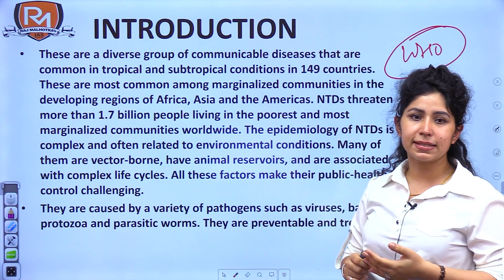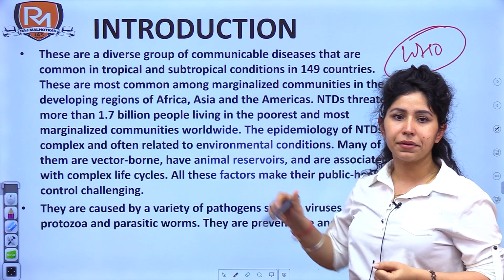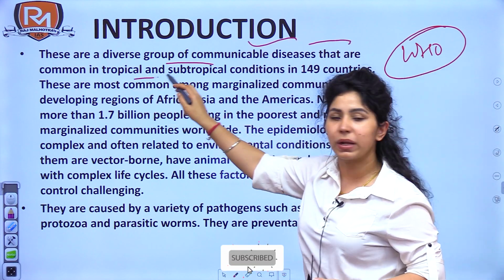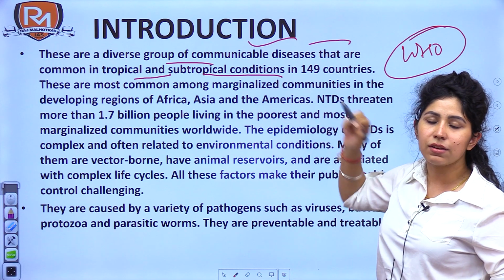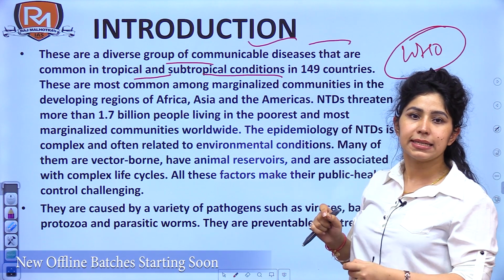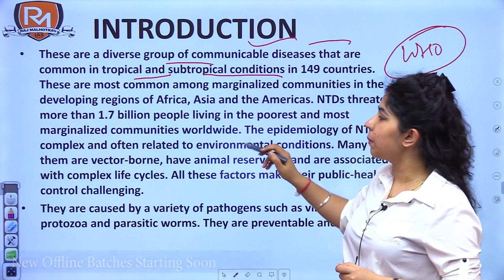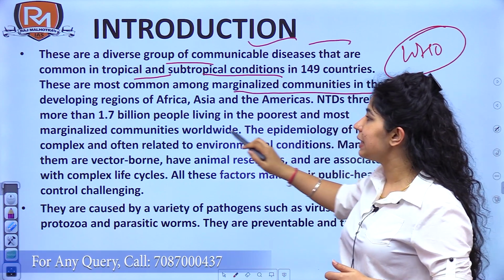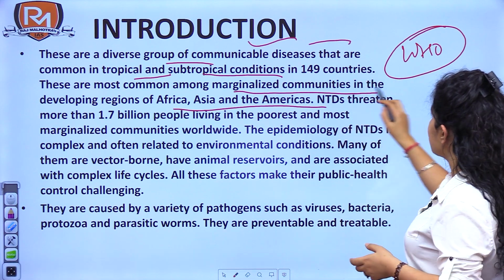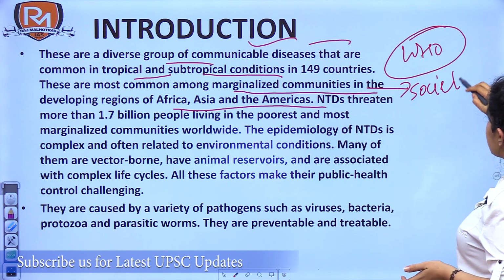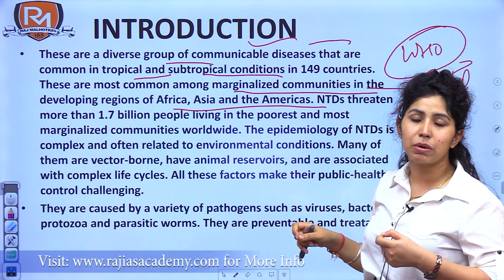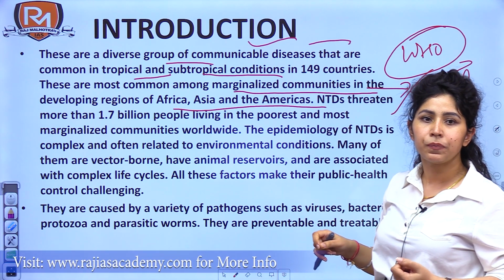So in the introduction, let's see that NTDs are a diverse group of communicable diseases that are common in tropical and subtropical conditions in 149 countries. That's why the name NTD or tropical diseases has been given to them. These are most common amongst marginalized communities in the developing regions of Africa, Asia and the Americas. Now, talking about the societal part of a disease is very important. So what parts of society do they impact? The vulnerable communities or marginalized communities.